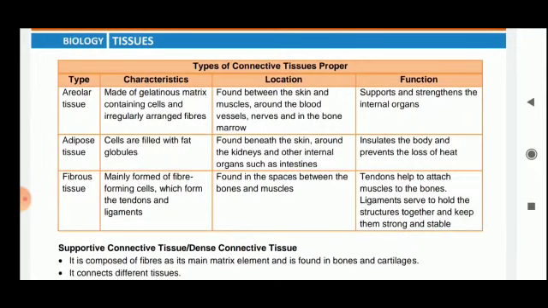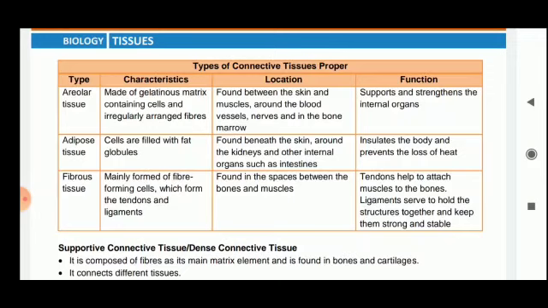Alright, so let's see the types of connective tissues. We are talking about the connective tissue proper. So here are the types. There are three types: one is the areolar, second is the adipose, and third is the fibrous connective tissue. So let's see their characteristics, location and function.